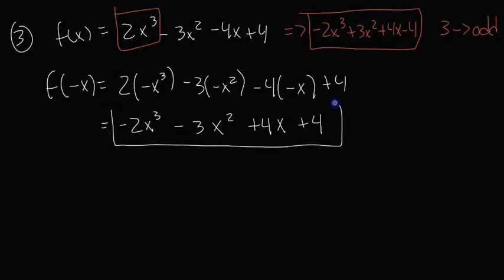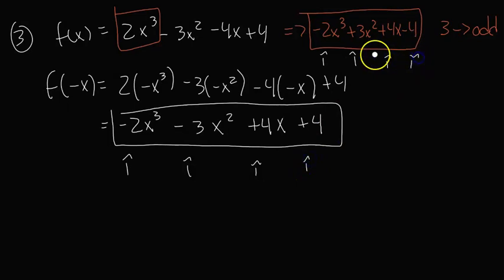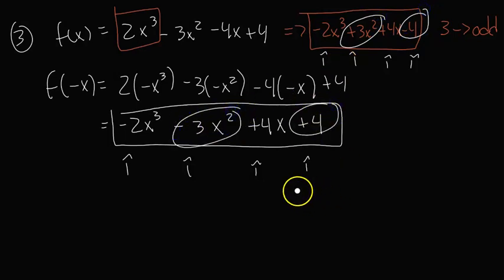Now, let's compare them. If we notice, we have a negative sign, we have a negative sign, we have a positive sign right here. We have a positive, we have a positive, and we have a negative, a positive and a negative. So for two of our cases, which are right here and right here, the signs are opposite, meaning that no, this is not an odd function. So this must be a neither.